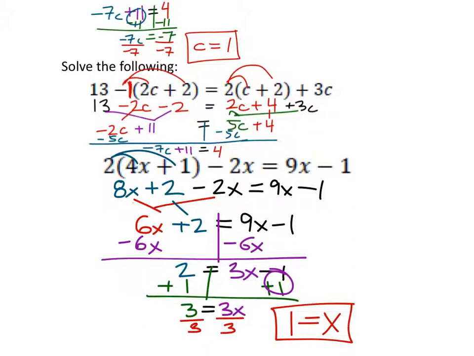Well, that's unusual for both the answers to be the same, but it looks like they are in this case. And you could check by replacing the x values with 1 and just seeing to make sure that they are equal. So 2 times 4 times 1 plus 1. That'd be 10 minus 2 times 1 is 8. 9 times 1 is 9 minus 1 is 8. So it checks off.